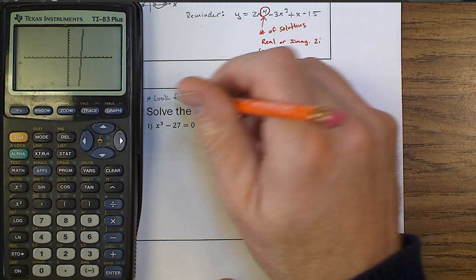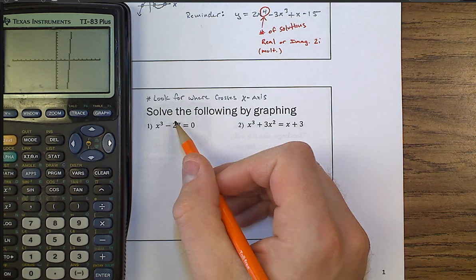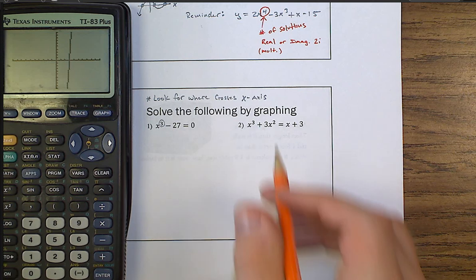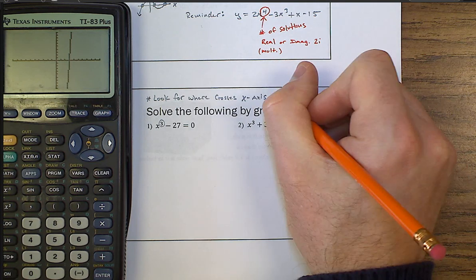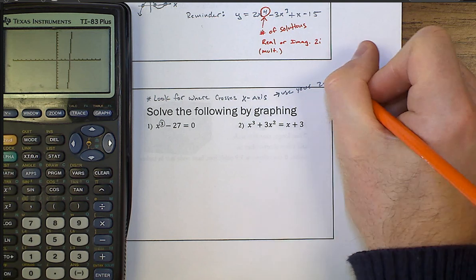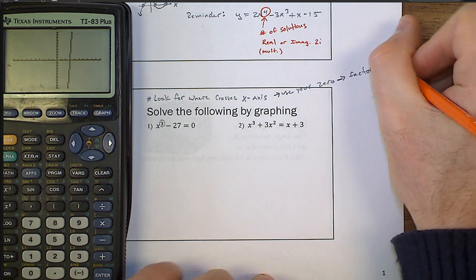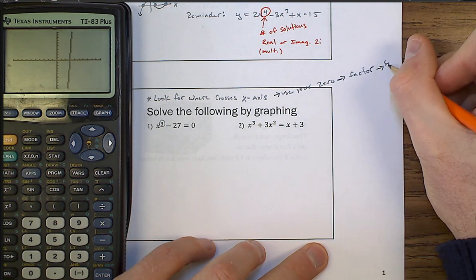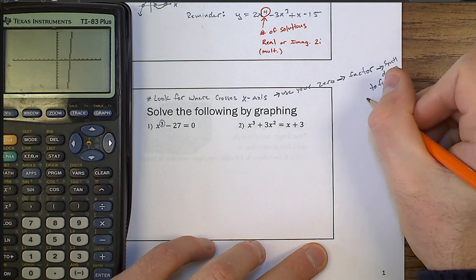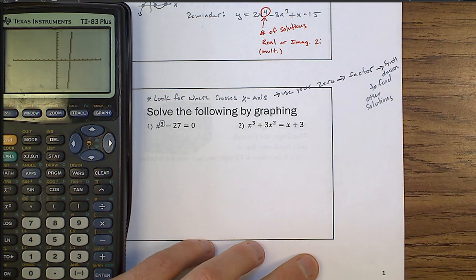Now, not only do you want to look for where it crosses the x-axis, but what's the problem we just ran into? We only see one answer. And what do you know about the number of solutions? There's 3 of them. So not only do you want to look for where it crosses the x-axis, but you're going to use your 0. You're going to turn it into a factor, and I would suggest you use synthetic division to find other solutions. Okay? So let's go through that.